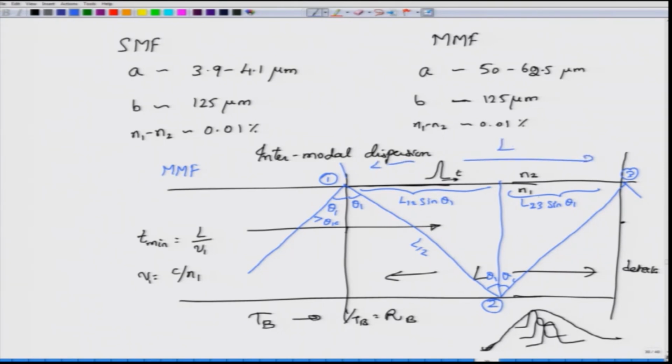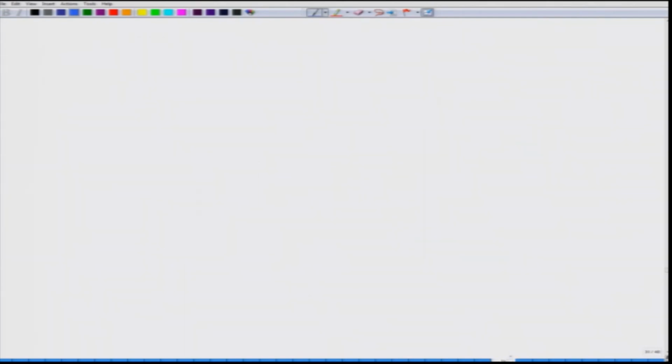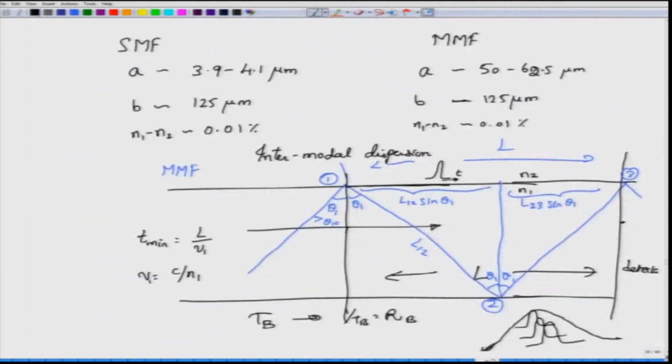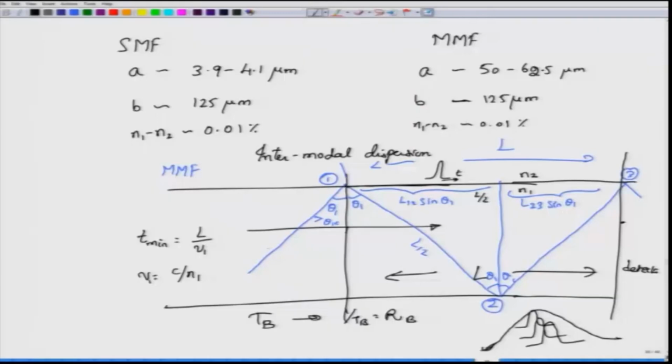If I consider the distance 1 to 3 and call that entire distance as L, then that distance L will be the sum of these two distances, and the time delay that is now taken by this ray of light, which is making an angle of theta 1, is given by L12 sin theta 1 plus L23 sin theta 2, for the ray that is given by this blue line.